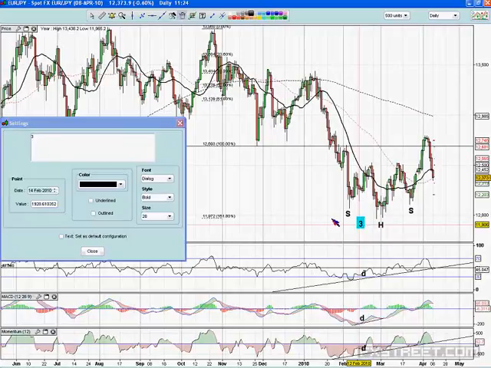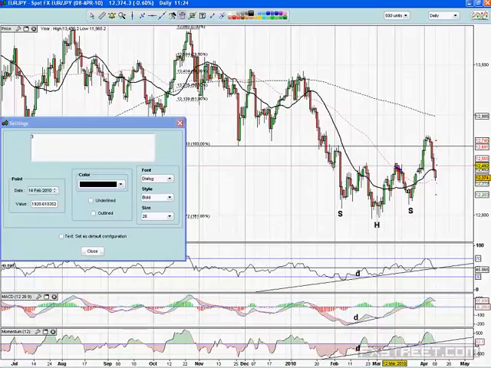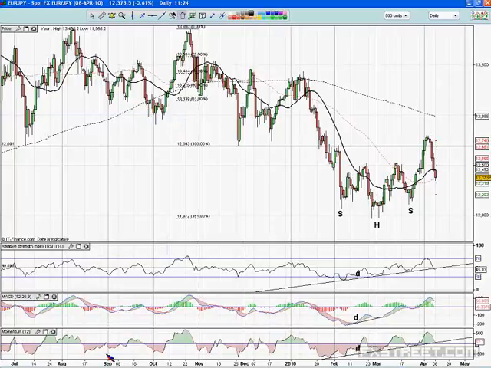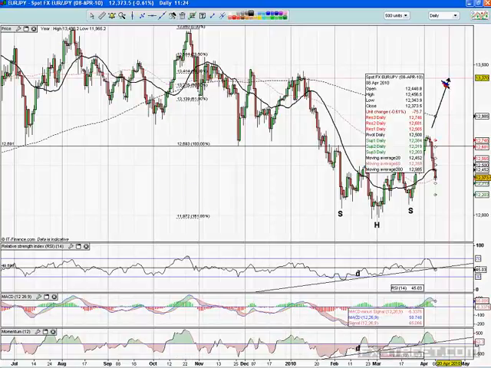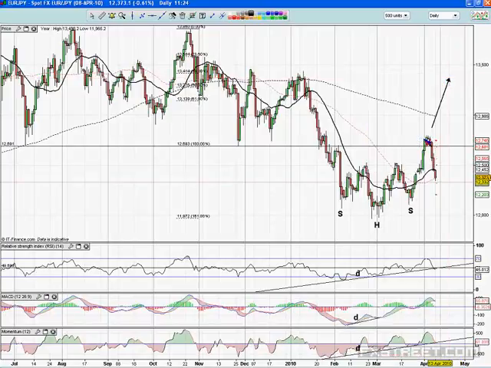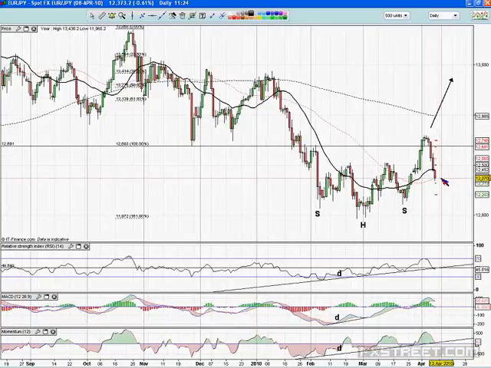Then what we were looking for was a head and shoulders formation. We broke the neckline here. The head and shoulders formation should have taken us up to, let's just get an arrow on here, up to this level. Okay, the bullish run. We stopped here. We've moved short. We're just sitting on the 50 SMA at the moment.